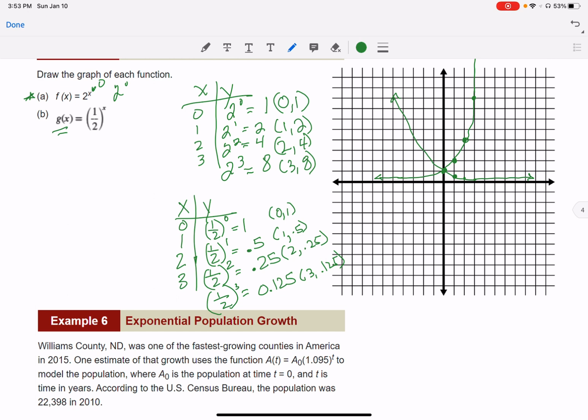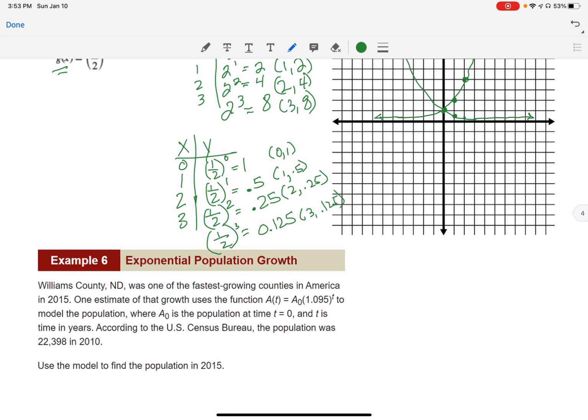Okay, so that's just a matter of plugging in inputs to get outputs. You don't really need any fancy formulas or steps or anything like that. Pick a couple of numbers as your input, and then your outputs will work out.